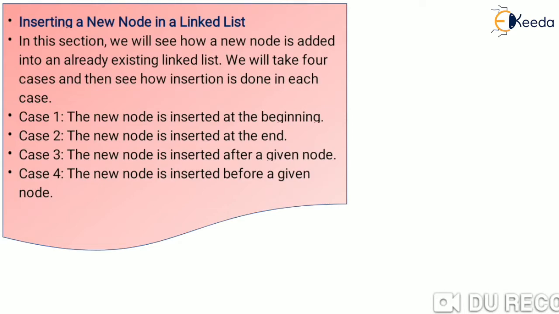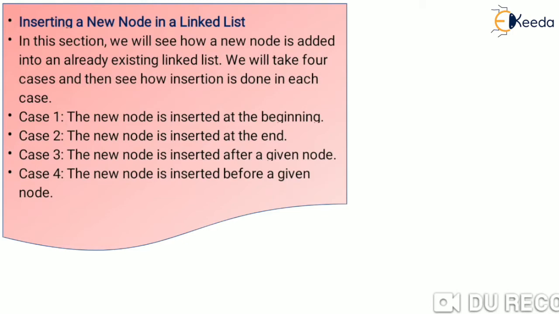Now each case is very important to understand the concept of insertion at the beginning, insertion at the end, insertion after a given node, and insertion before a given node. So why am I repeating this? Because once you understand it for the singly linked list, you can understand it for the doubly linked list very easily. So this is very important and basic and very simple to understand, the 4 cases of the linked list.